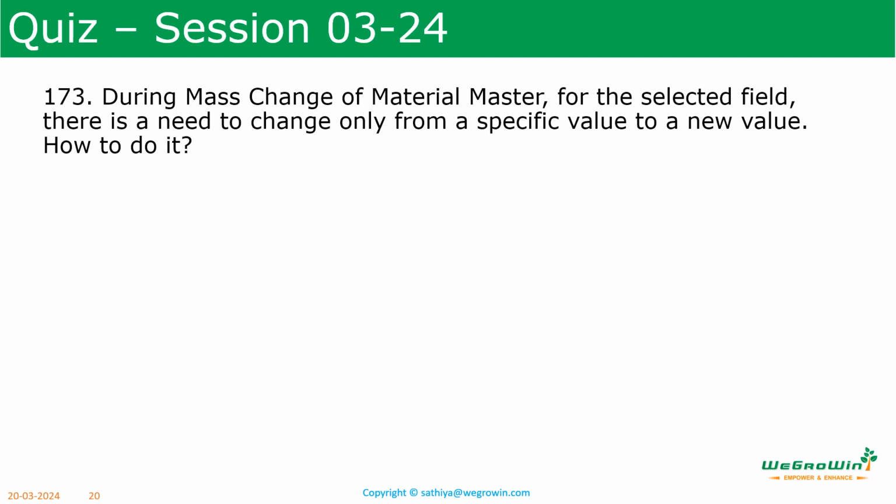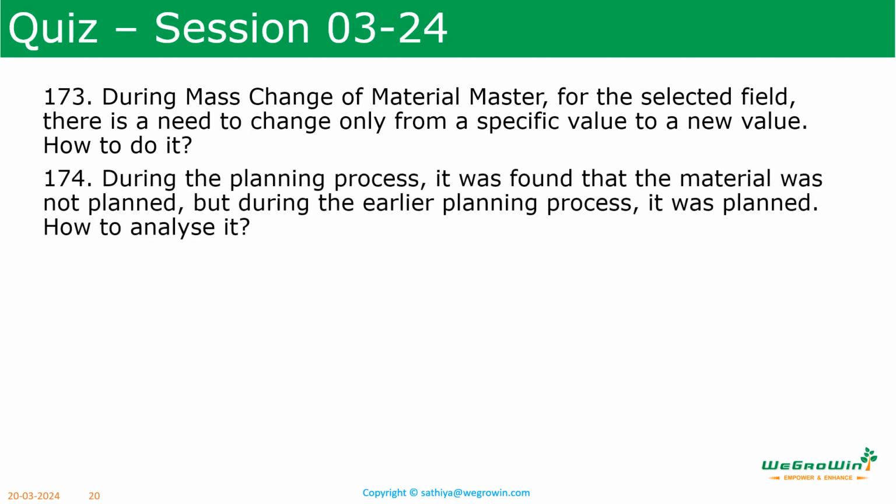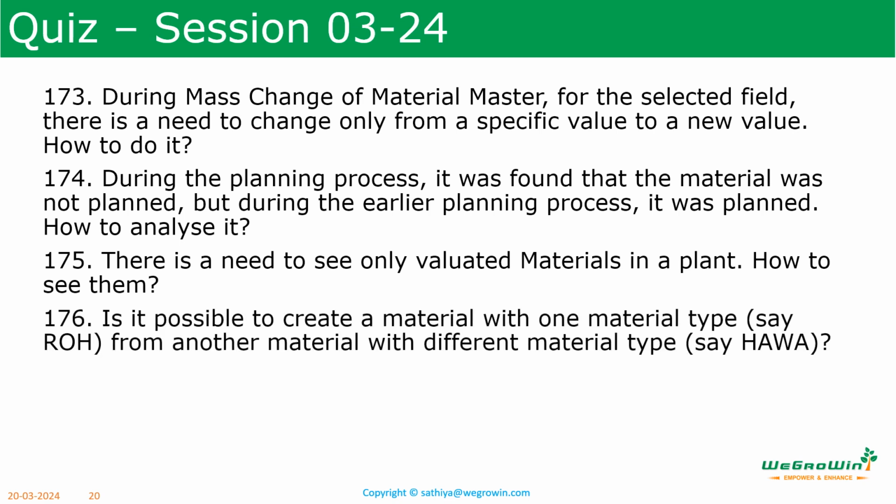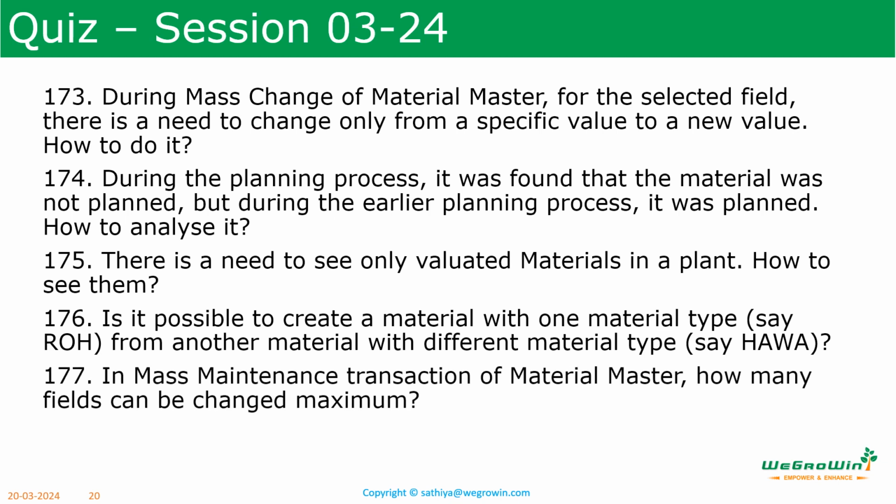During mass maintenance of material master, for the selected field, there is a need to change only from a specific value to a new value. How to do it? During the planning process, it was found some material was not planned, but in the early planning process, it was planned. What is the thing we have to do first? We have to analyze it. There is a need to see only valuated materials in a plant. How to see them? Is it possible to create a material with one material type from another material type? This I did not tell in this session, but I want you to do some analysis and come back. And in the mass maintenance transaction of material master, how many fields can be changed at the maximum?